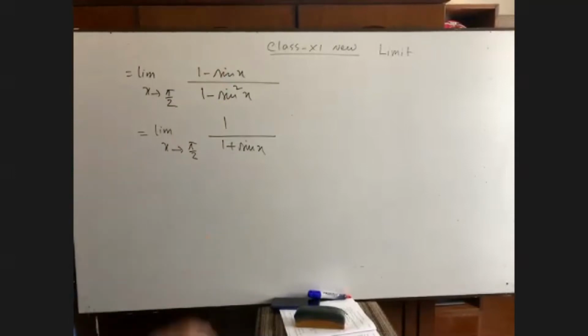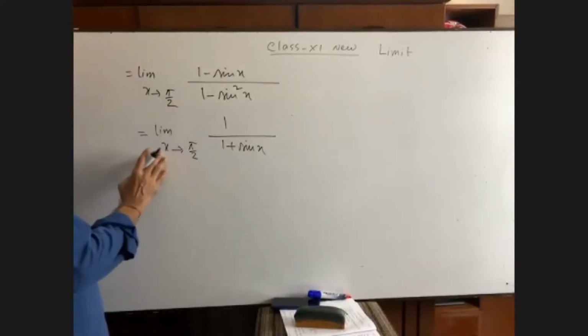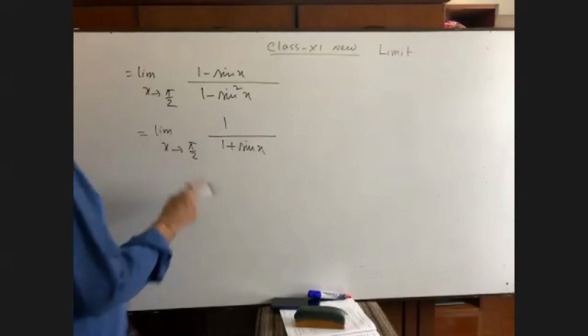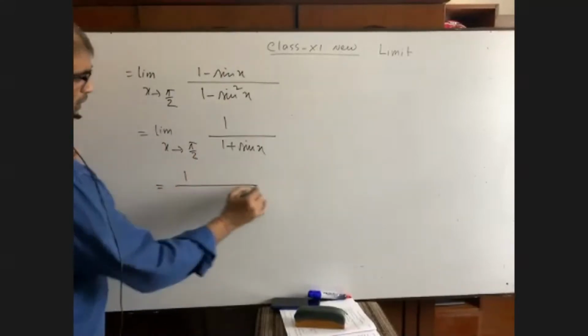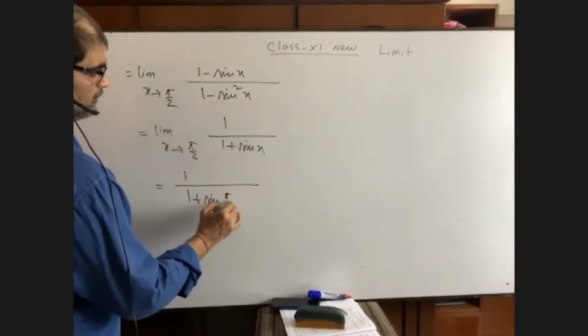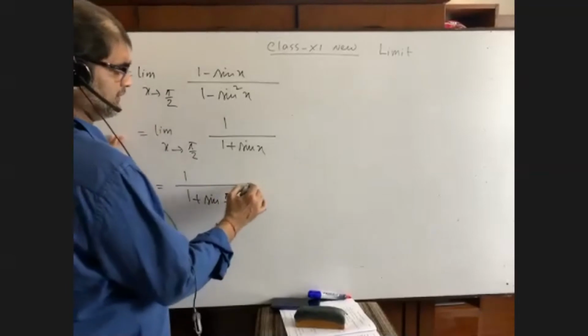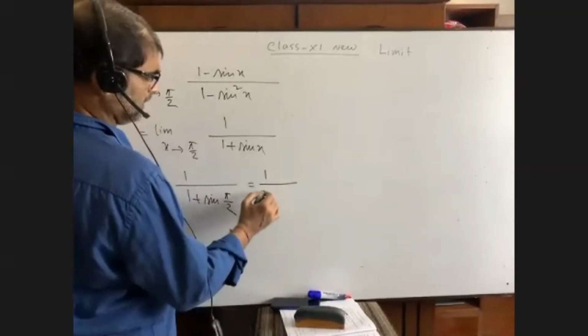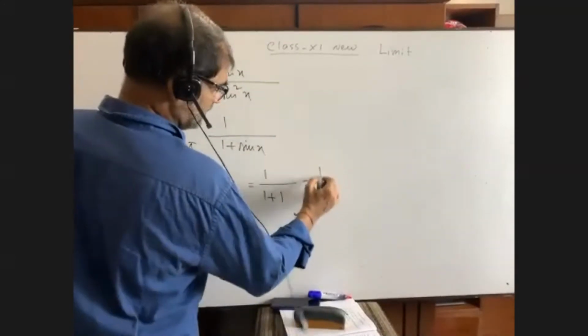Now you see, for the previous maths, we converted all into formula. Now you see, if I put x equals to pi by 2 here, what do we get? 1 by 1 plus sine pi by 2. I have put the value, because sine pi by 2 is not infinity. So 1 by 1 plus 1. That means we are getting our answer as 1 by 2.